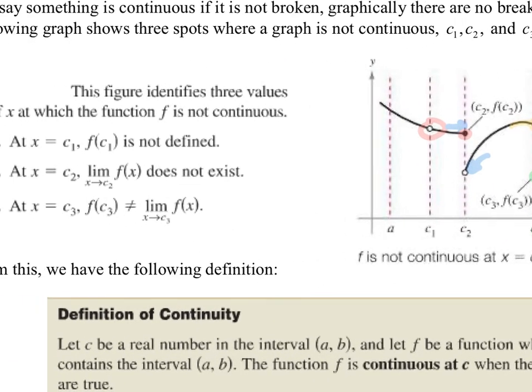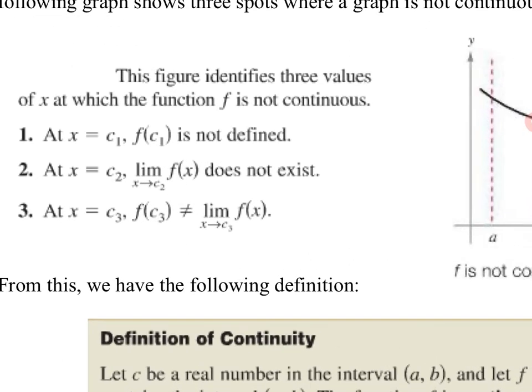The first one, the function must exist. So let me write that right next to it. The function must exist at that point. The second thing that you need is the limit must exist at that point.